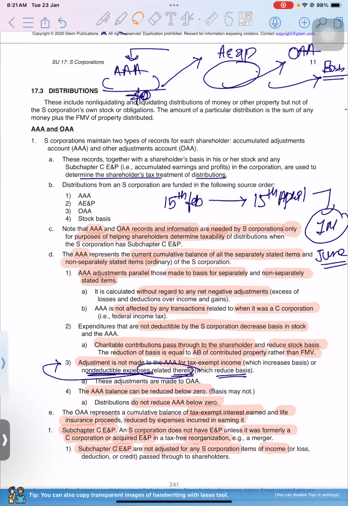As soon as the window opens, you should not start studying at that time. You should complete your studies till May, okay, till April.